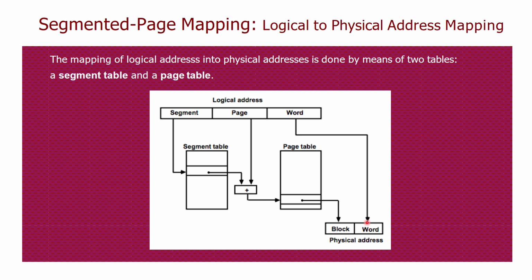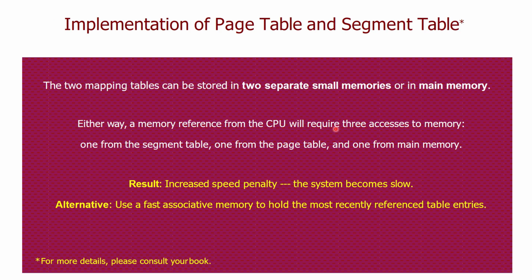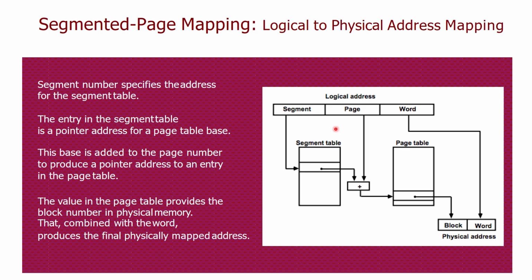So this block and word will make up the physical address. Moving ahead, let's see an example. It is the same thing written here. The values need to be processed like the one I have explained already. There is an example coming in the next slides.